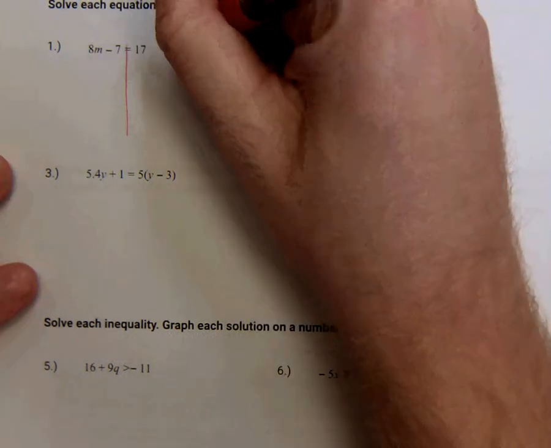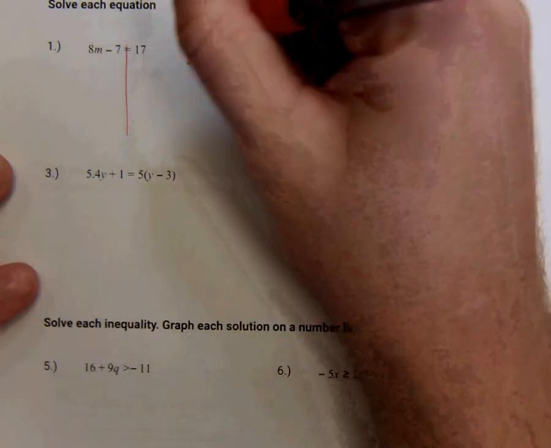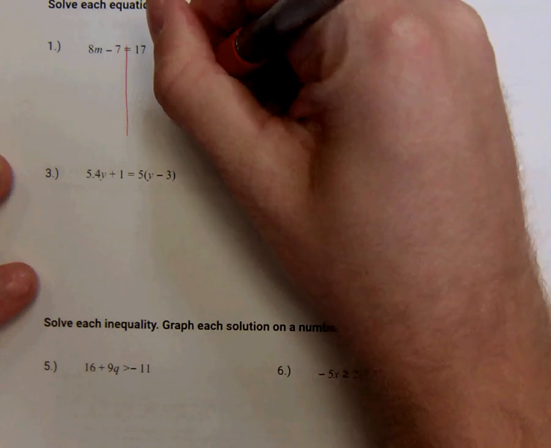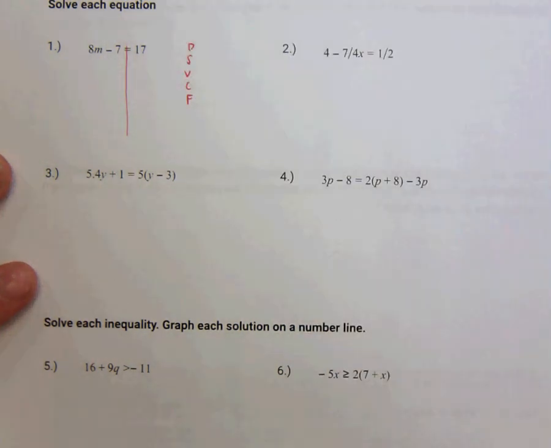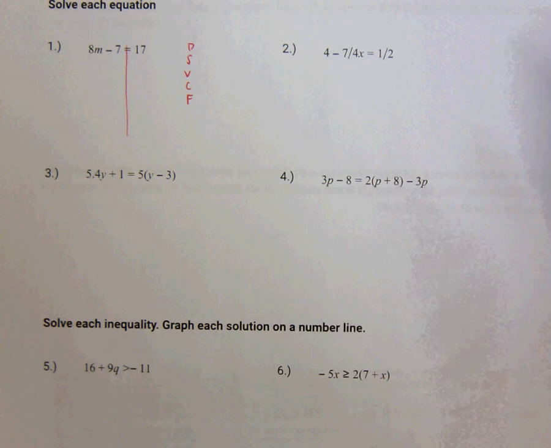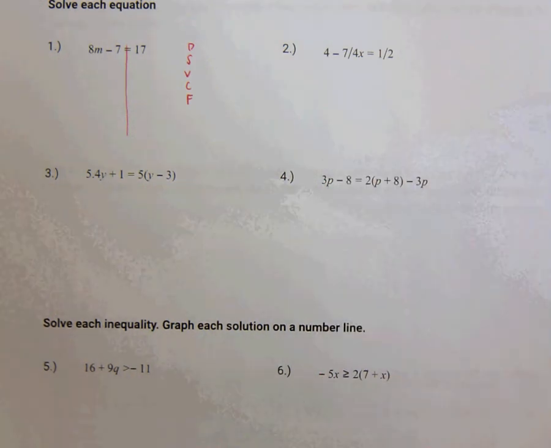We have DS VCF. D is for distribute, S is for simplify, V is for get the variable on one side, and C stands for get the constant or the number on the opposite side, and then finish.